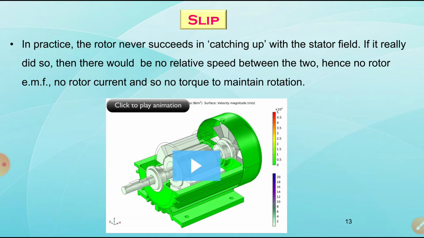If the rotor did catch up, there would be no relative speed. What will happen if father and son are moving in the same direction? There is no relative motion, there is no EMF induced. Then automatically Ganesh will vanish. How? You can see in our technology.